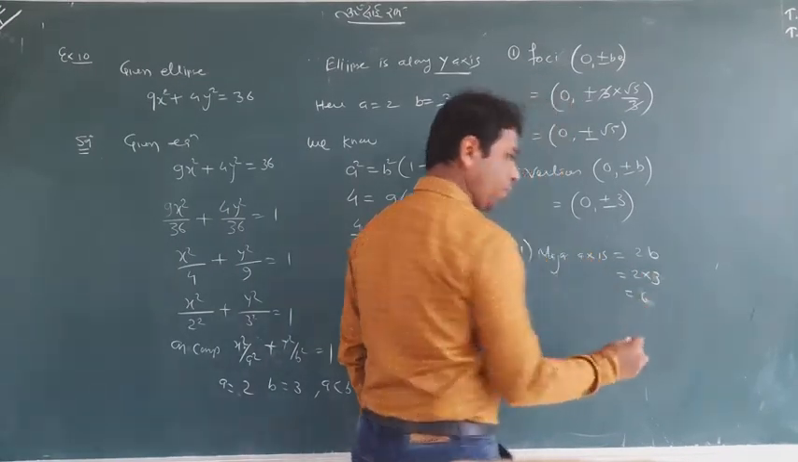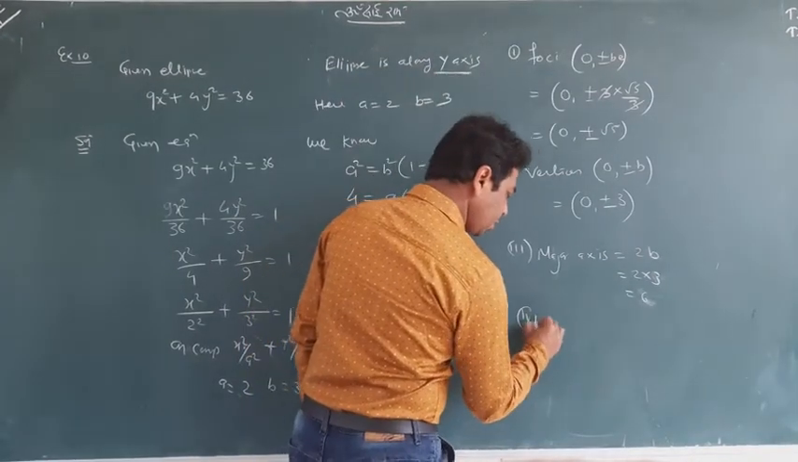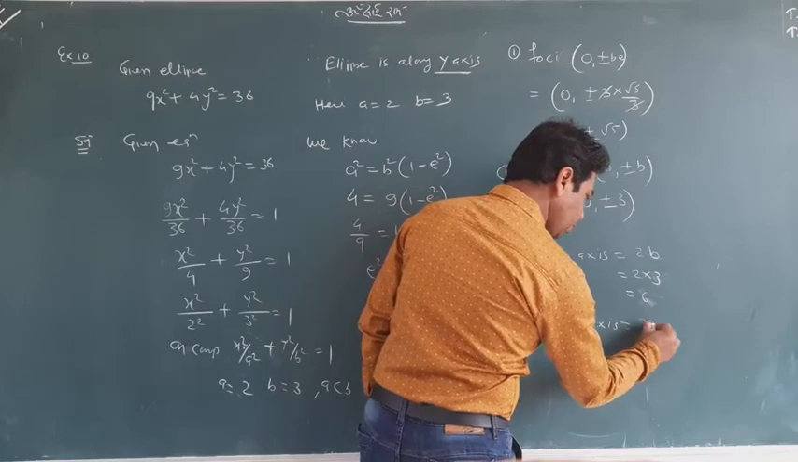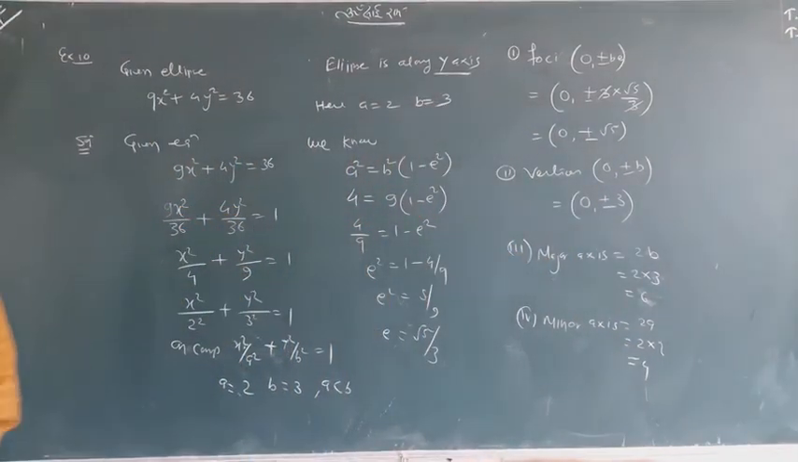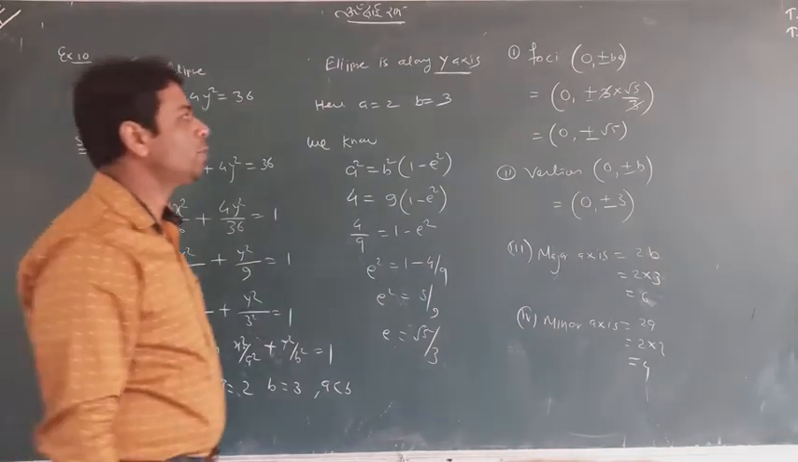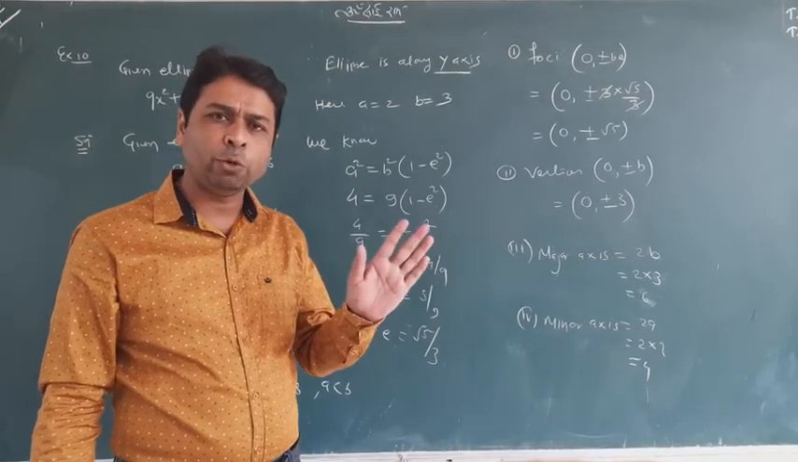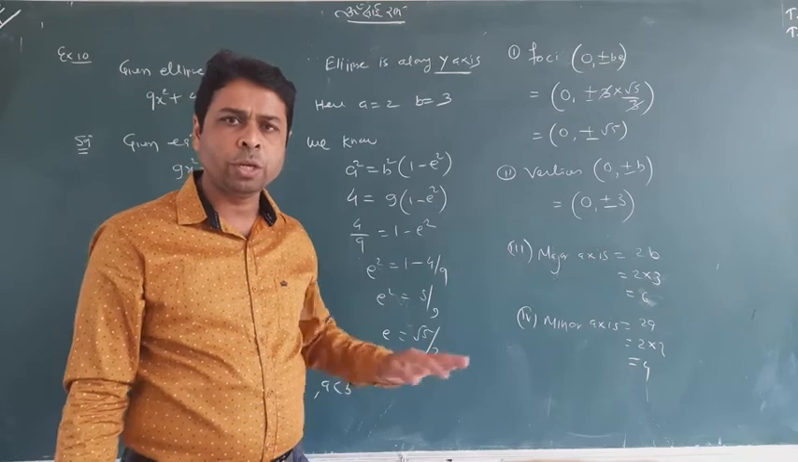In the case of along the y-axis, the major axis is 2b, and the minor axis is 2a, which is 2 into 2, 4. And the last question, okay, it's finished. The eccentricity was asked, and we have already got it. So this is a very simple way. I don't think any student should have any trouble with this kind of question.